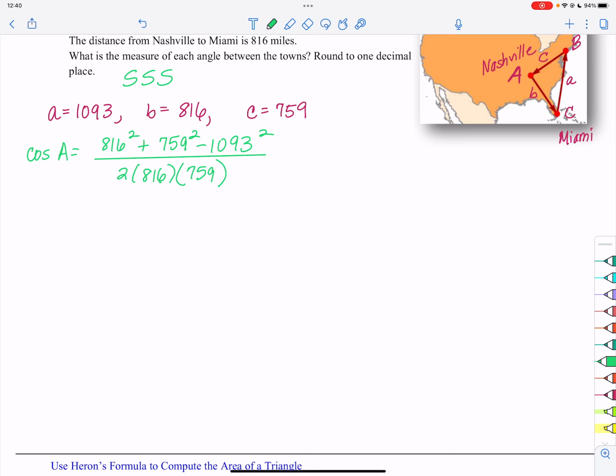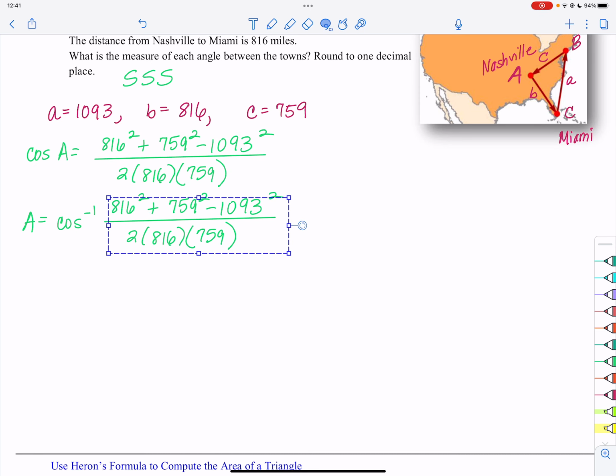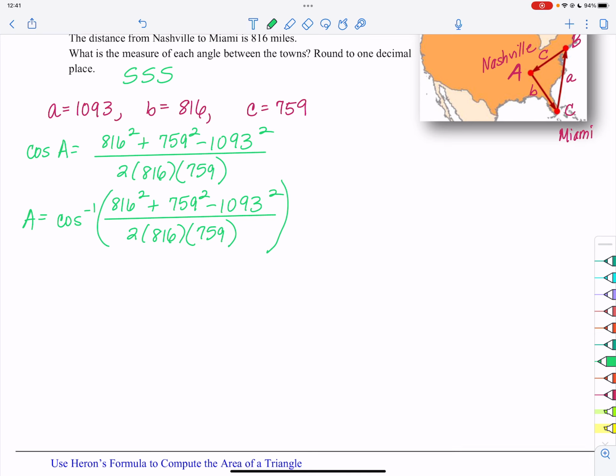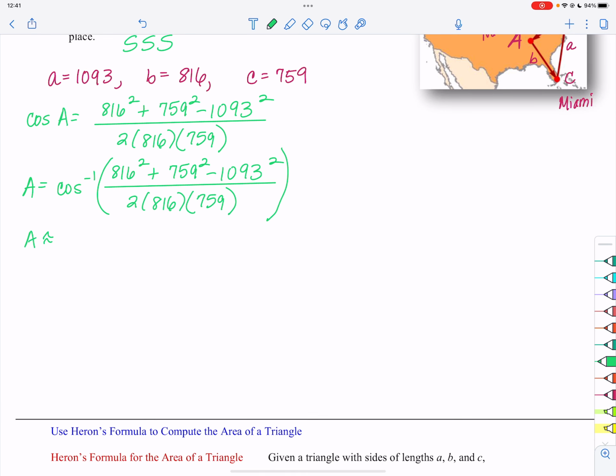Now, we know that A is equal to the cosine inverse, and let's see if we can duplicate this. Cosine inverse of this expression, and we see that A is approximately equal to 87.8122 degrees. Therefore, A is approximately 87.8 degrees.